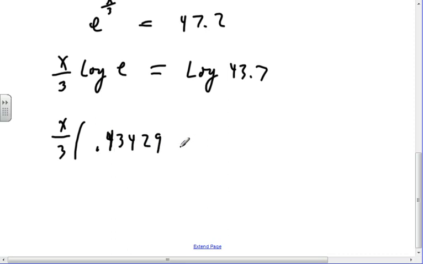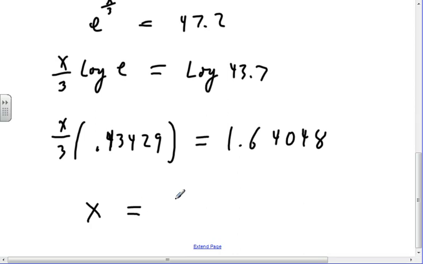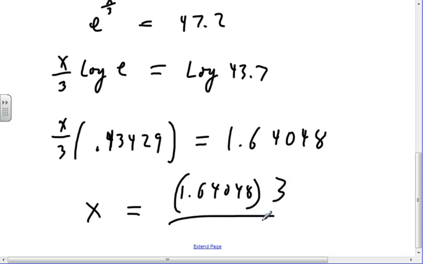And I'm going to have x over 3 times 0.43429 is equal to the common log of 43.7, and come up with 1.64048. I'm going to say x is 1.64048 times 3 divided by 0.43429, and then I'm going to keep 4 significant digits when I get done. Boom. And I get 11.33.